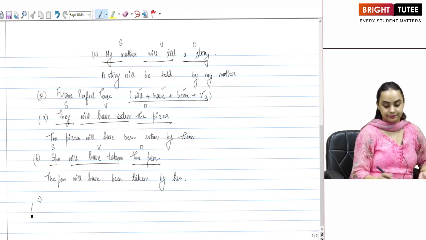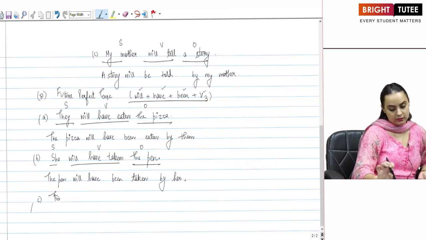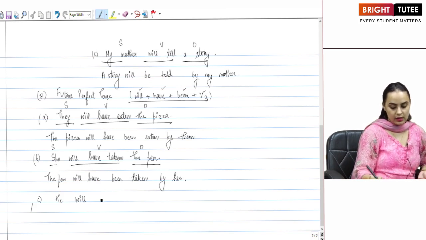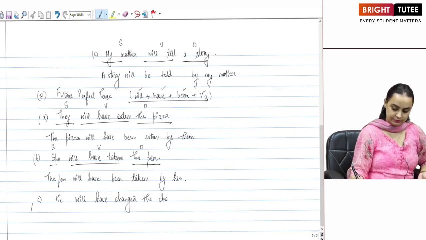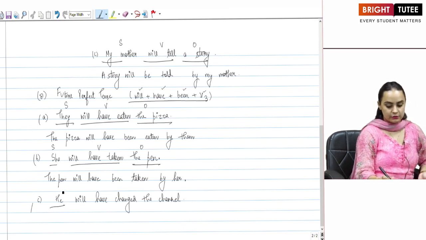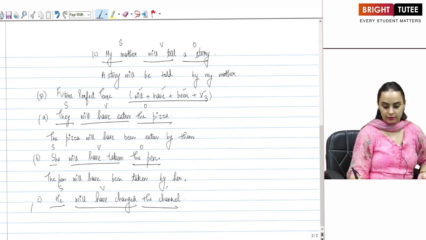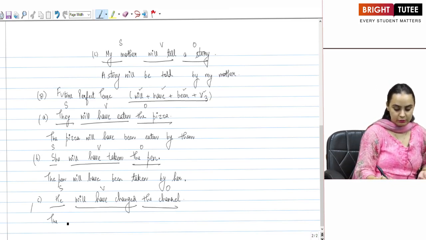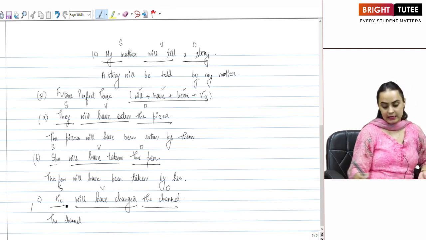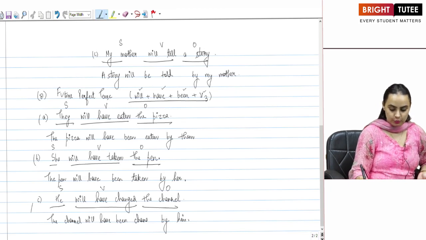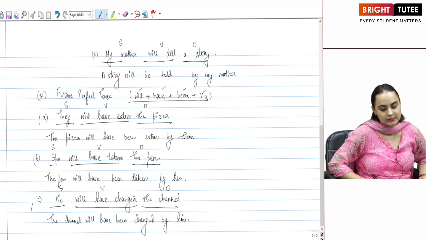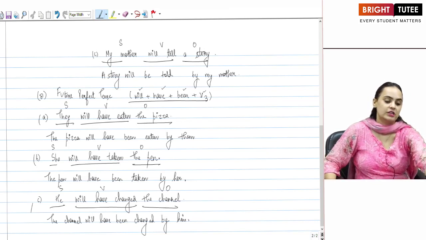The next sentence. He will have changed the channel. So subject, verb, object. Object becomes the subject, so the channel. He becomes him and we add by before it. And how do we change it? Will have been changed by him. So the sentence in the passive voice becomes the channel will have been changed by him.